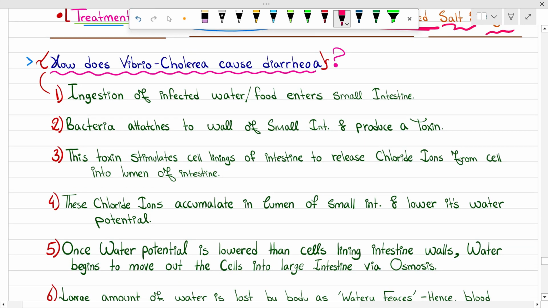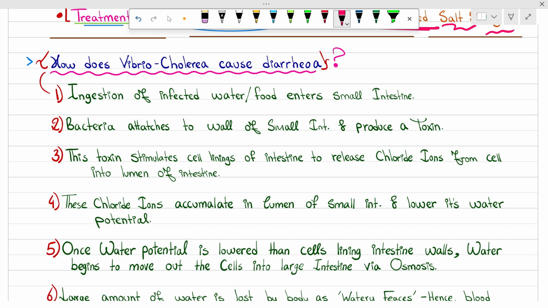So let's see how Vibrio cholerae causes diarrhea. First, there is ingestion of infected water or food into the small intestine. This infected water or food contains bacteria. The bacteria attach to the wall of the small intestine and produce a toxin. This toxin stimulates the cell linings of the intestine to release chloride ions. So simply, the toxin releases chloride ions into the lumen of the intestine.